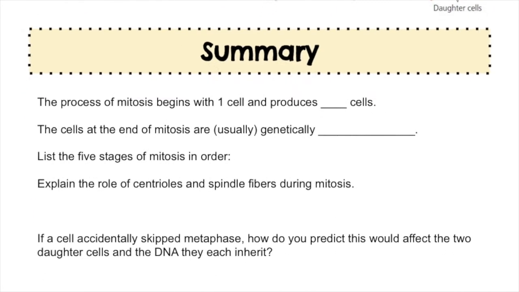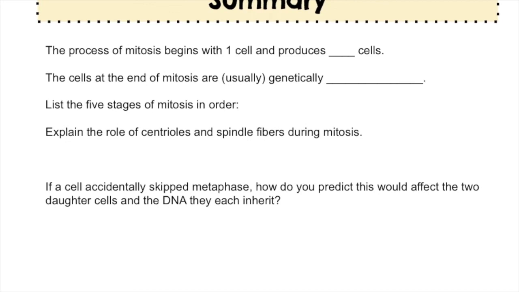Let's do a quick summary of what you've learned here about the process of mitosis. So answer the questions based on what you've learned. You might need to look back at your notes to do this. So the process of mitosis begins with 1 cell and produces how many cells? The cells at the end of mitosis are usually genetically, are they identical or are they different? Can you list the 5 stages of mitosis in order? Remember that acronym that we used, and we're focusing on mitosis here, so this means you're not including interphase. Explain the role of centrioles and spindle fibers during mitosis. What job do they have during this process? And last but not least, if a cell accidentally skipped metaphase, how do you predict this would affect the 2 daughter cells and the DNA they each inherit?